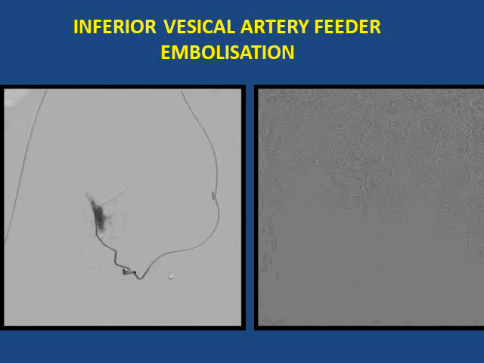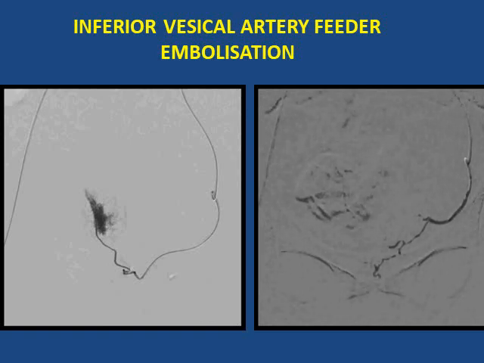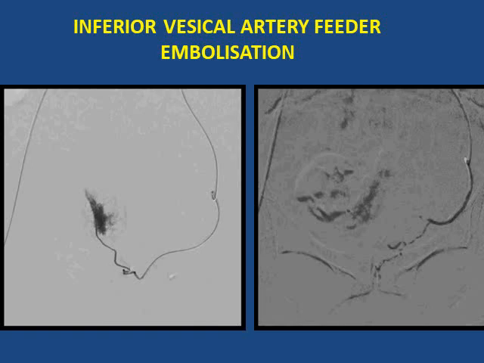Then we took a diagnostic angio. Here we are able to see this feeder with active extravasation of contrast within the endometrial cavity. This was a powerful injection, so there was active extravasation. So I immediately plugged the entire artery with glue embolization. This is the glue which is injected into the inferior vesical artery as well as the feeder.